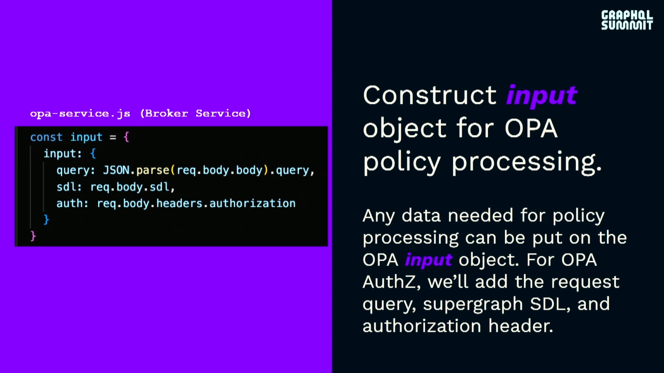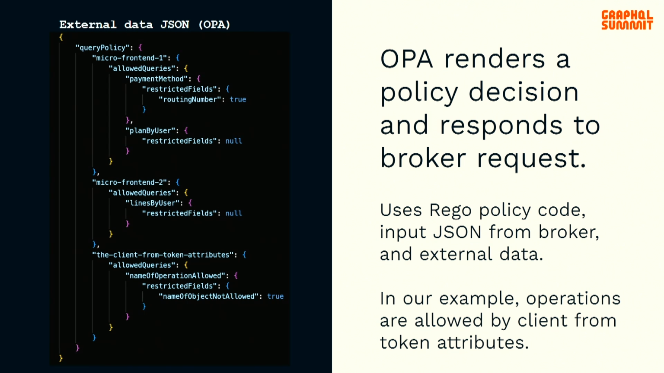And so the broker receives that input from the routers, receives all of that from the external coprocessor, and it's going to transform that just slightly and then post that out to OPA. You could include other dynamic runtime data here if you needed to, but for our case, we're just going to send the query, the schema, and the auth header to OPA for it to render a policy decision.